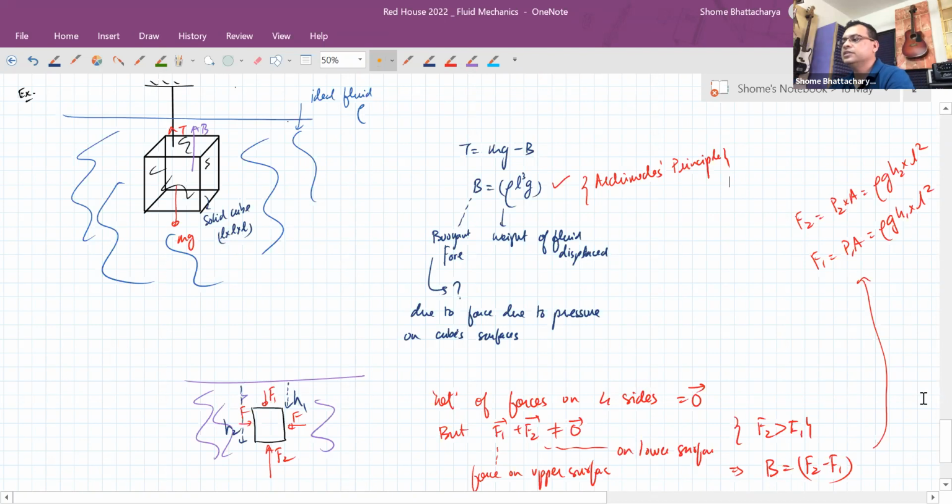Note this down and complete this derivation. The moment you substitute H2 minus H1 as the side length of the cube L, you will see you will hit this value. The buoyant force's value will come as predicted by Archimedes' principle.